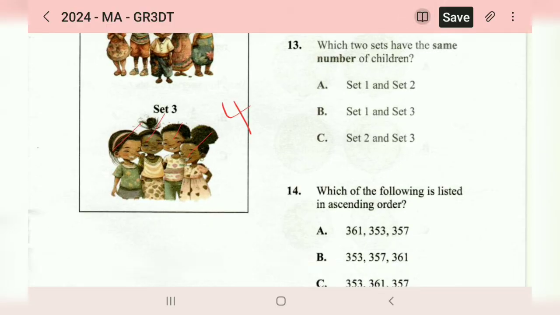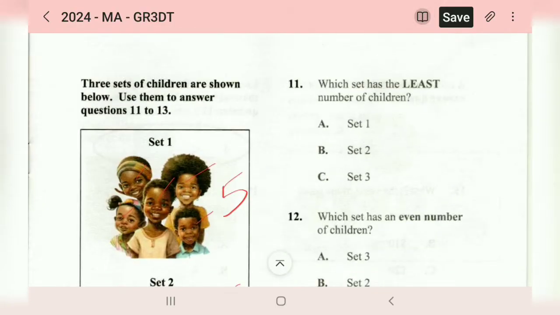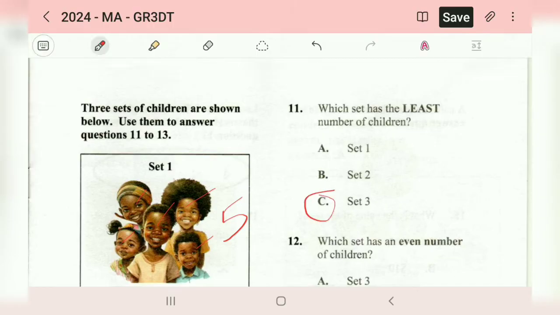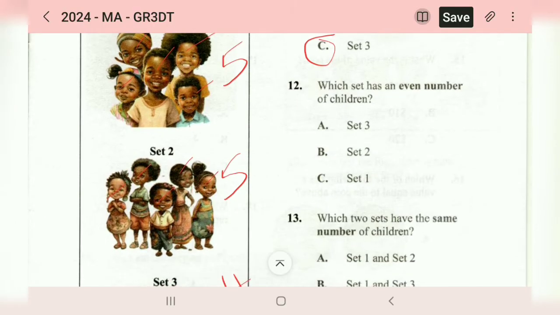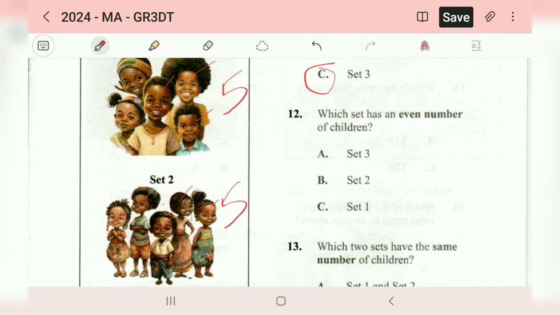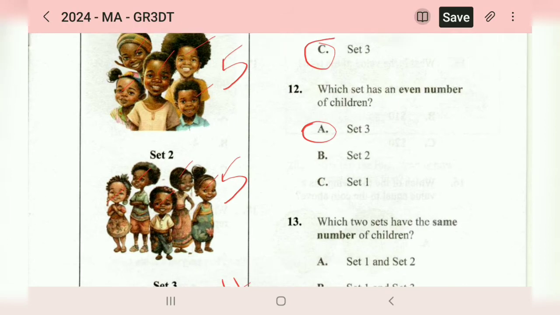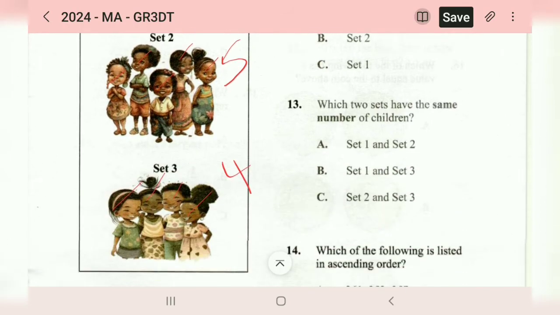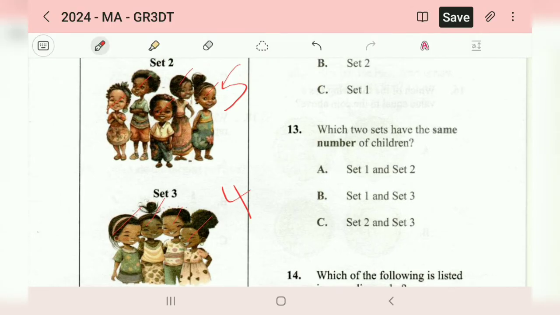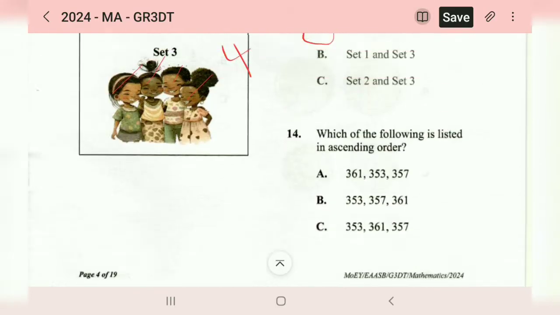All right, let's see what they're going to ask us. Number 11. Which set has the least number of children? Because we did the counting, we know it's set 3. 12. Which set has an even number of children? It's also set 3 because it has 4, and 4 is an even number. It can be divided by 2 without leaving a remainder. All right, which 2 sets have the same? We know it's 1 and 2 because we did our counting before. So A says set 1 and set 2. So that helped us just by counting them before.